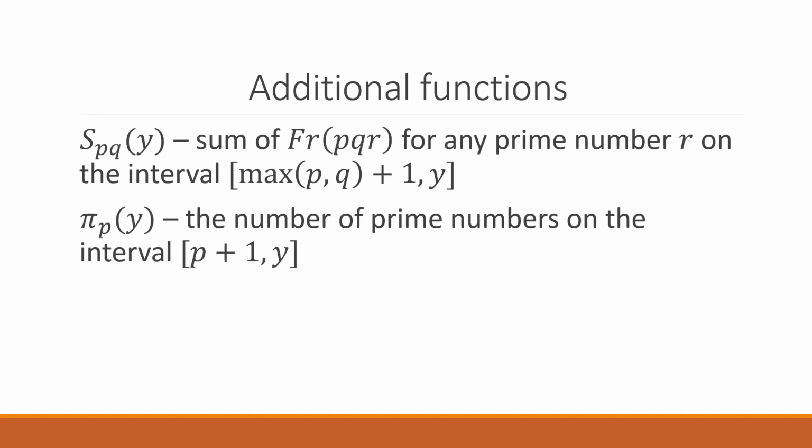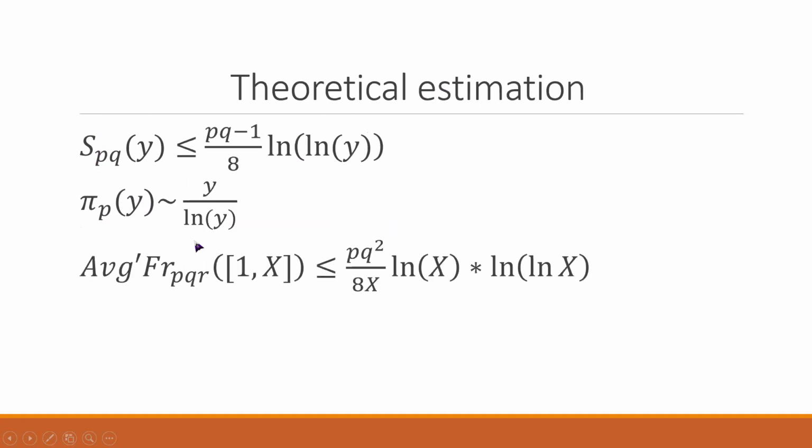The general case is when we select all triple prime numbers from our range. We add some functions. For example, this function is the sum of frequency of probability for any prime number with fixed numbers p and q, and the number of prime numbers on some interval. We gave a theoretical estimation for the sum and for the number of prime numbers, and we gave an estimation for the average frequency on the interval from 1 to x.